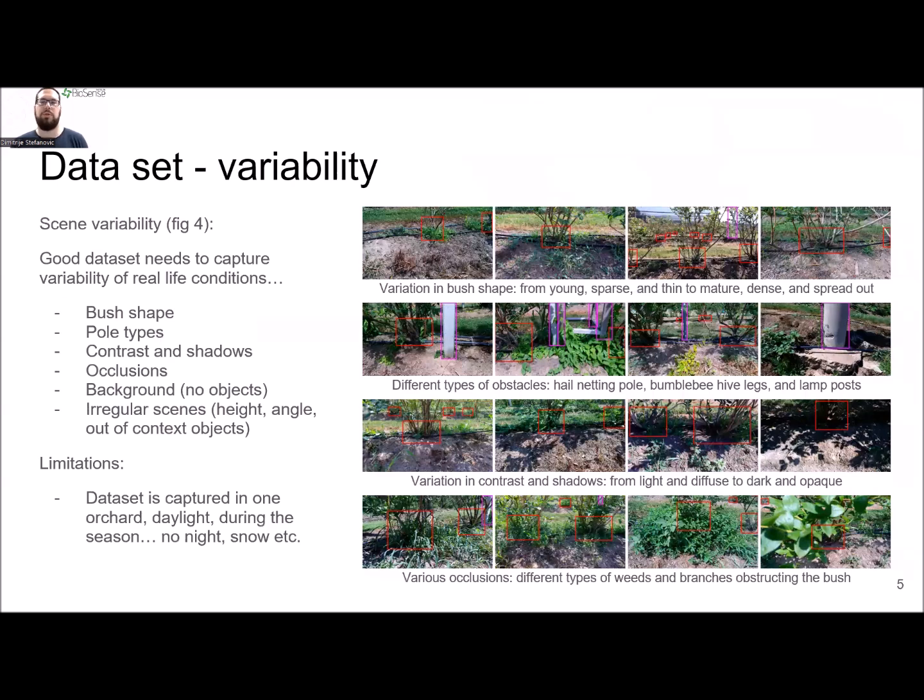The dataset introduces numerous real-life variabilities such as bush shape, where each bush has unique features such as branch ordering or number of branches, and pole types, for example, anti-hail net poles, bumblebee hives, lampposts, etc. Also, there are different levels of contrast and shadows, and occlusions such as branches, leaves, weeds, and so on. Regarding the limitations, the dataset is captured in a single orchard during daylight, and most of the images are captured during the season. There are no images captured in winter conditions or during the night.